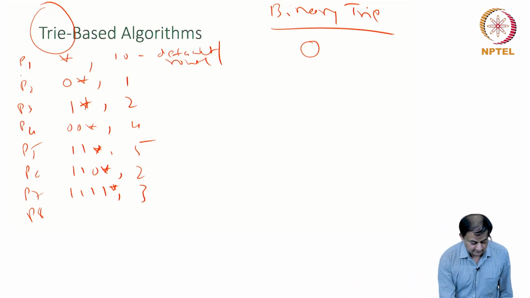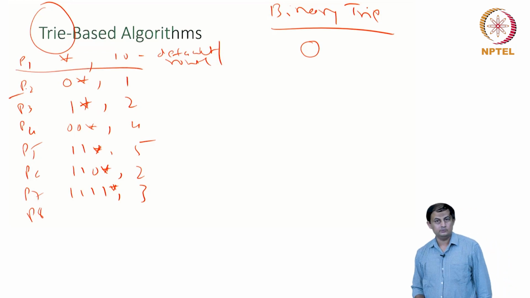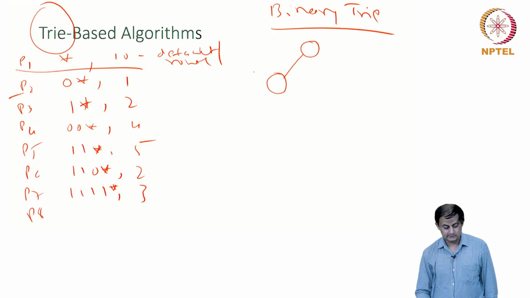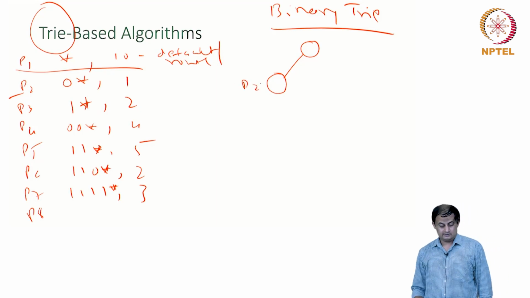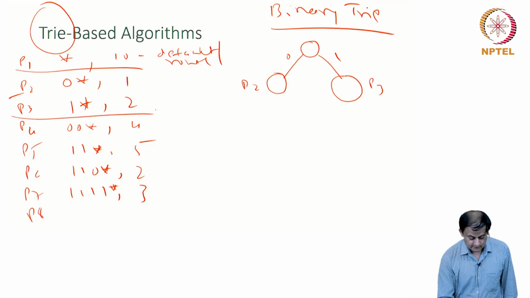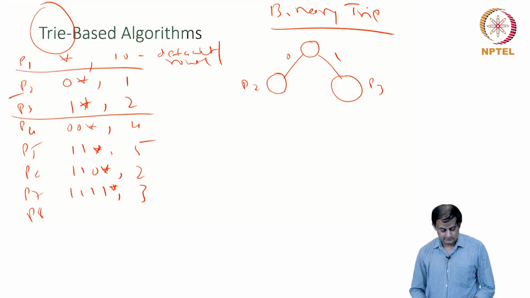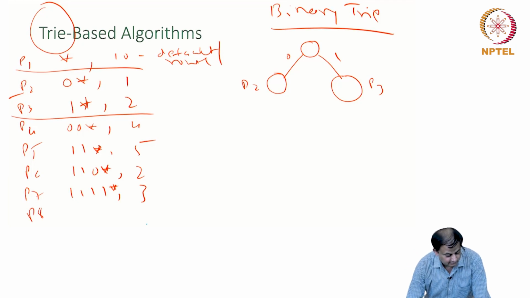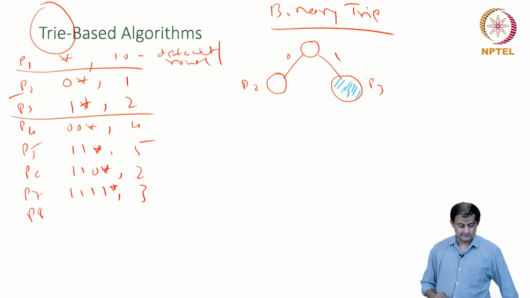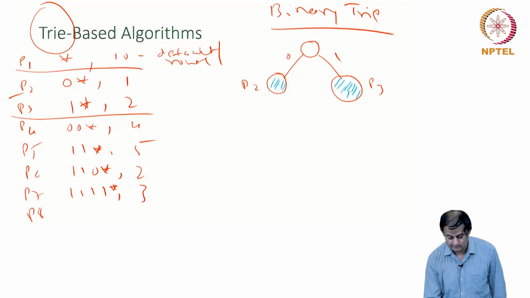So, let us ignore P1 for the time being, and take P2. What it says is 0 star. So, I am going to add a left child to this root node. This is my P2. The third one, P3, is saying 1 star. I start with the root node, and this is 0, this is 1, and I add a node here. This is my P3. Every time some prefix is matching, I am going to highlight that particular node with a color. This is my P3, indicating that the prefix 1 star is matched. That is why this is marked, and 0 star is matched here, and that is why this is marked.